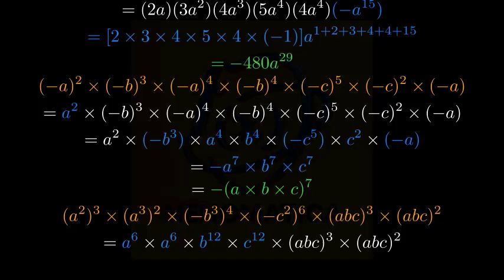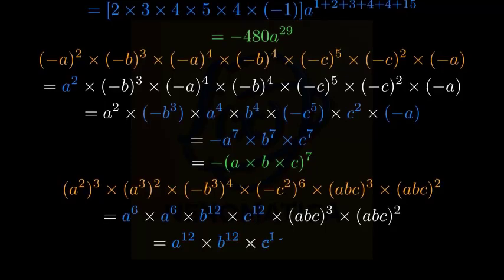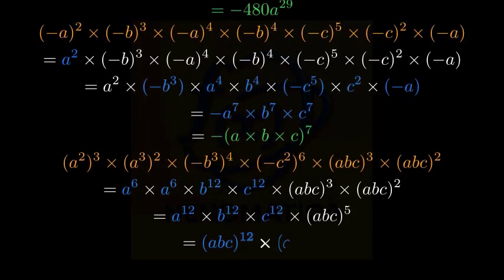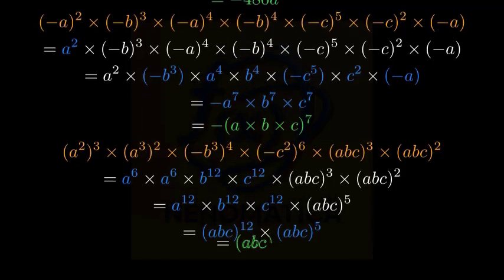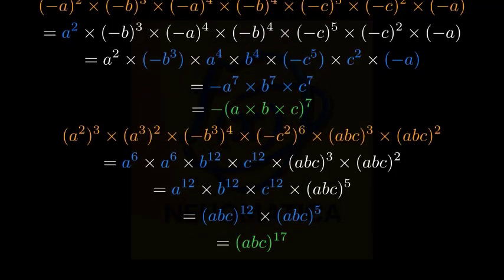Now, let's combine the like terms. We have a to the sixth times a to the sixth, which gives us a to the 12th. We also have b to the 12th and c to the 12th, along with abc cubed and abc squared. Let's continue simplifying. We can rewrite this as abc to the 12th times abc to the 5th. Finally, we combine the exponents to get our answer. This gives us abc to the 17th power.